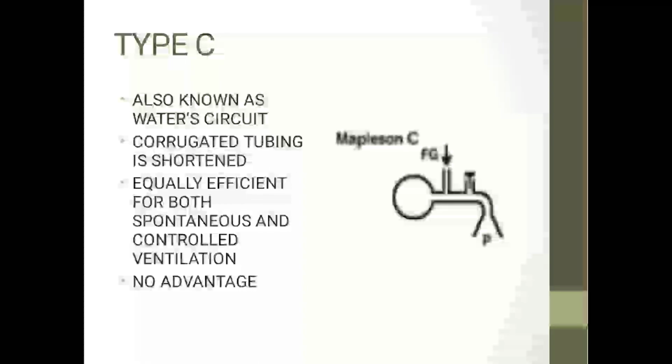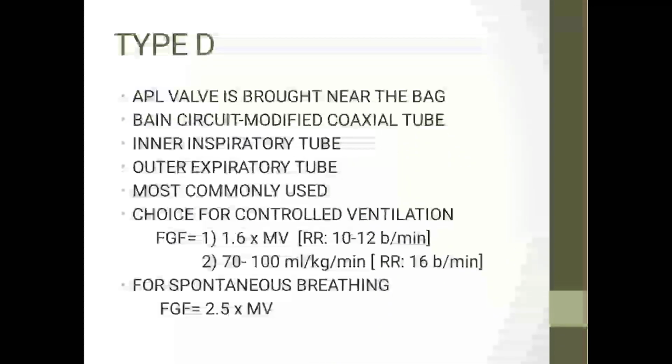And the next comes type D. Here the APL valve is brought near the bag. Type D's coaxial modification is called the Bain circuit. Here the inner tube is the inspiratory tube and the outer tube is the expiratory tube. It is the most commonly used circuit, the circuit of choice for controlled ventilation.